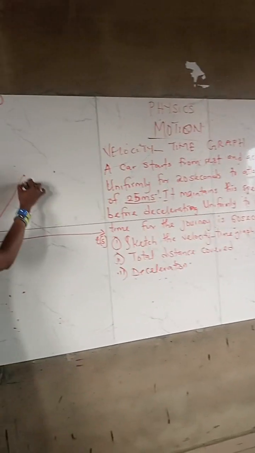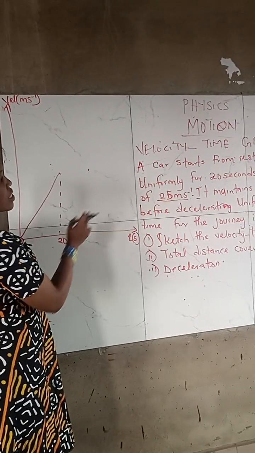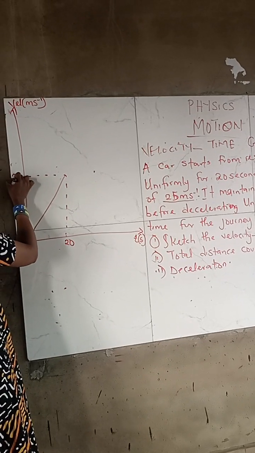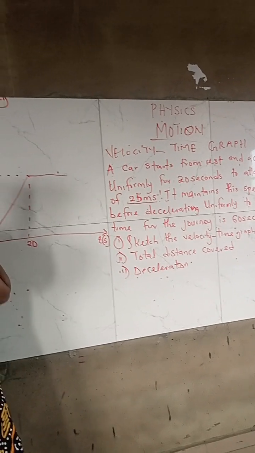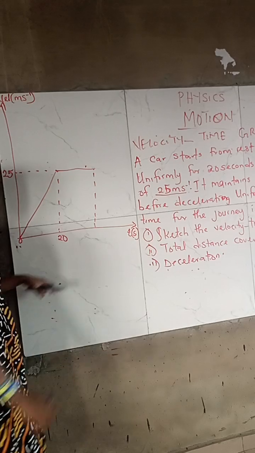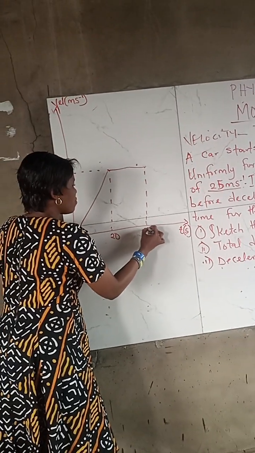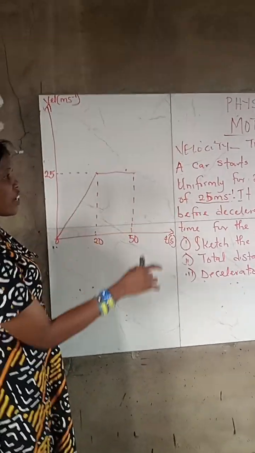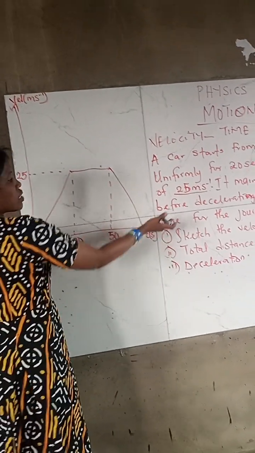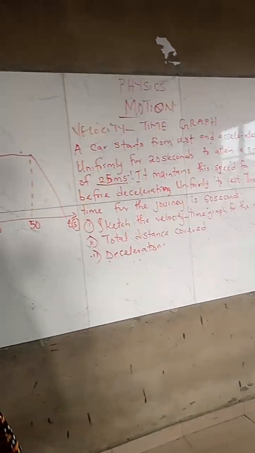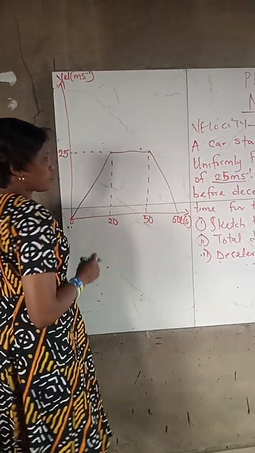The question says it accelerates uniformly for 20 seconds. That's the first timing, from 0 to 20 seconds, to attain the speed of 25. That's my velocity. It maintains this speed like this for 30 seconds. If you maintain the speed for 30 seconds, it means from 20, the next 30 seconds is going to be 50. But before decelerating uniformly to rest, it comes down like this. The question is telling us that the total time for the journey is 60 seconds. So, this is 60.